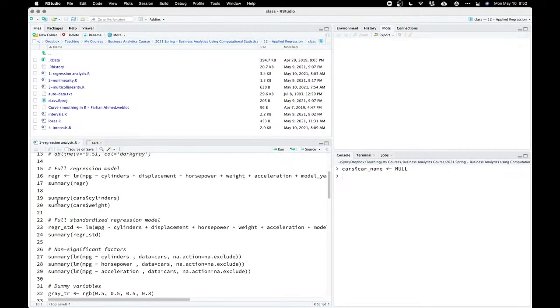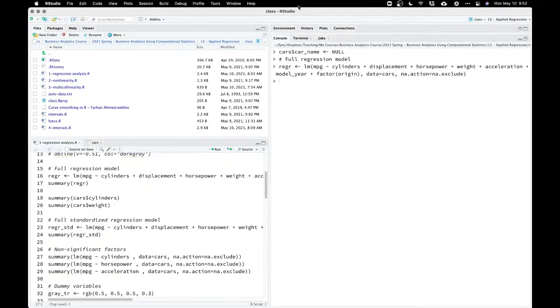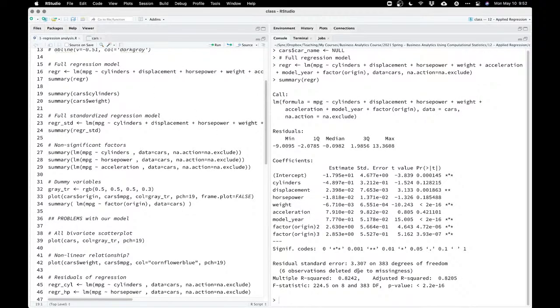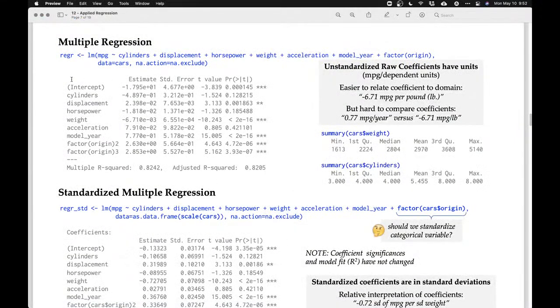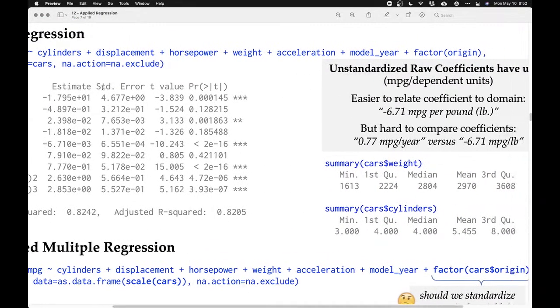I can run my full regression model here. And let's take a look at the summary of results, which is here. All right, and I've also shown it up here. So this is the summary of results.